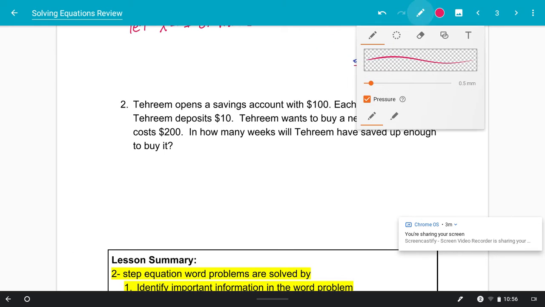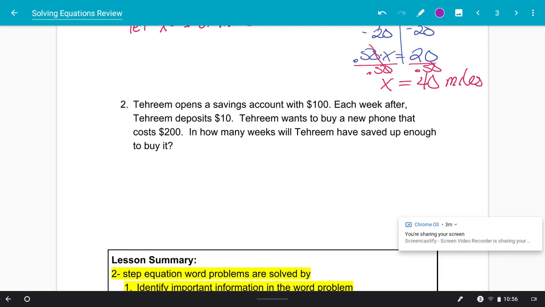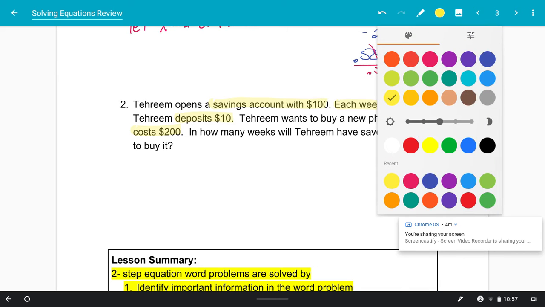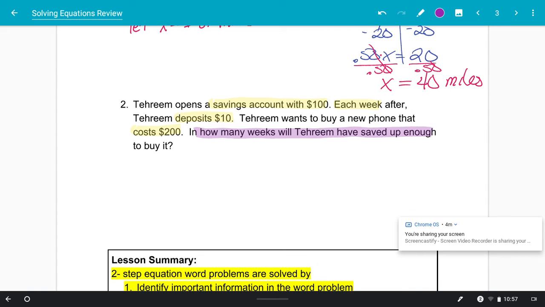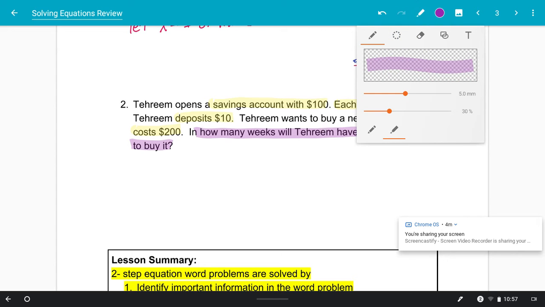All right, so let's look at our next example. We have that Tareem opens a savings account with $100. Each week after, Tareem deposits $10. So he's going to start the savings account with $100, and then each week, so we're seeing those unit rate phrases that each or per, he's going to deposit $10. Tareem wants to buy a new phone that costs $200, so that's his goal. And we want to know, in how many weeks will Tareem have saved up enough money to buy it? So that is our unknown.